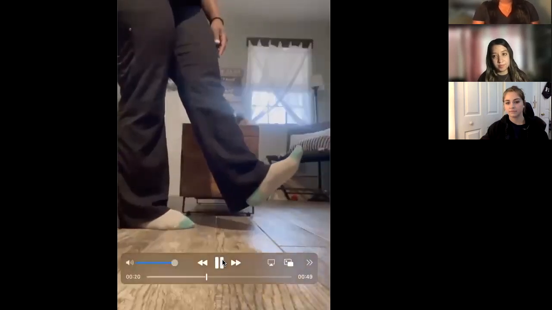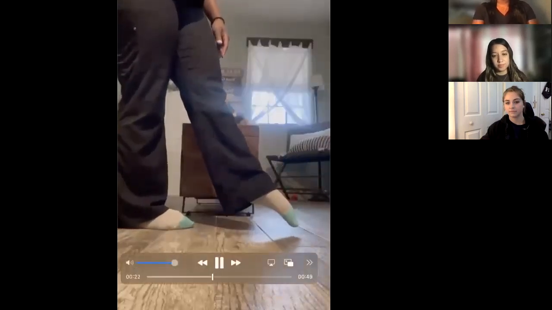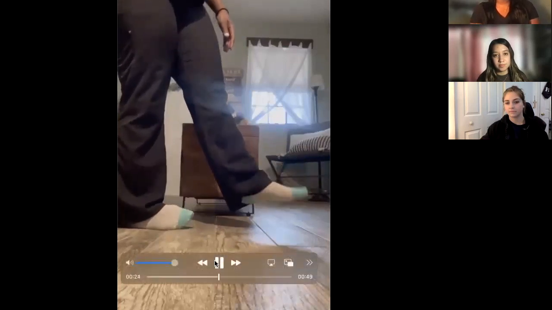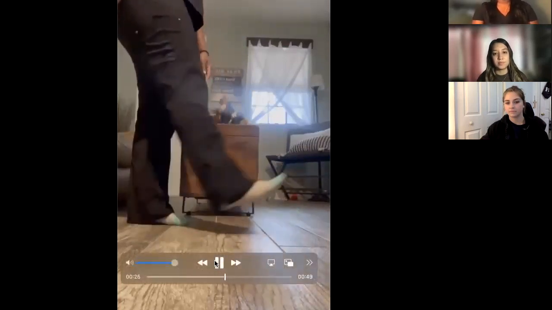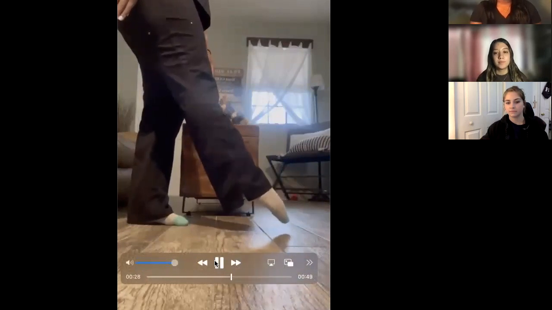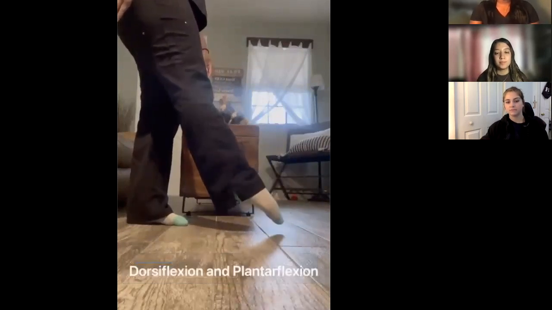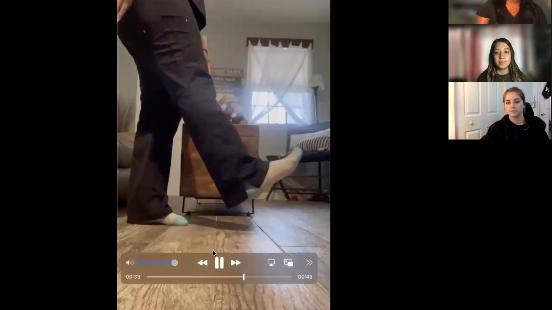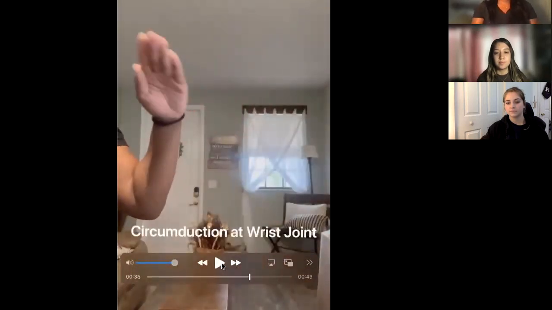In this next clip, I'm demonstrating dorsiflexion and plantar flexion. Dorsiflexion is a backward bending and contracting of your ankle, and plantar flexion is pointing of the ankle. This can be also done in the hand as well. And this is dorsiflexion, plantar flexion.